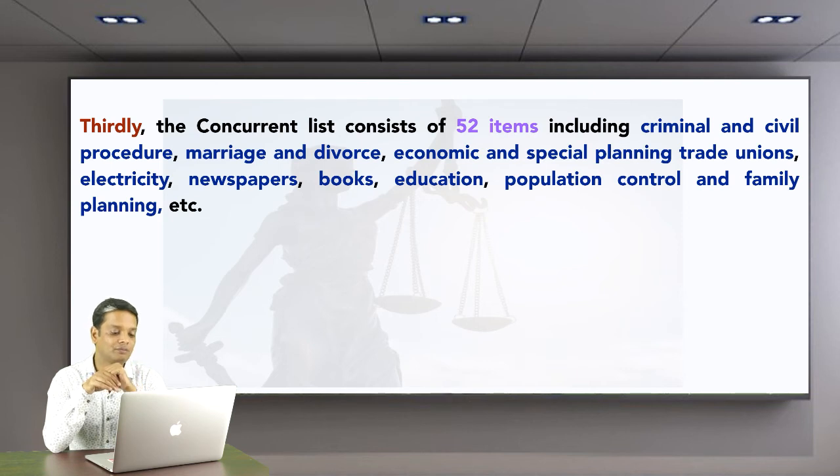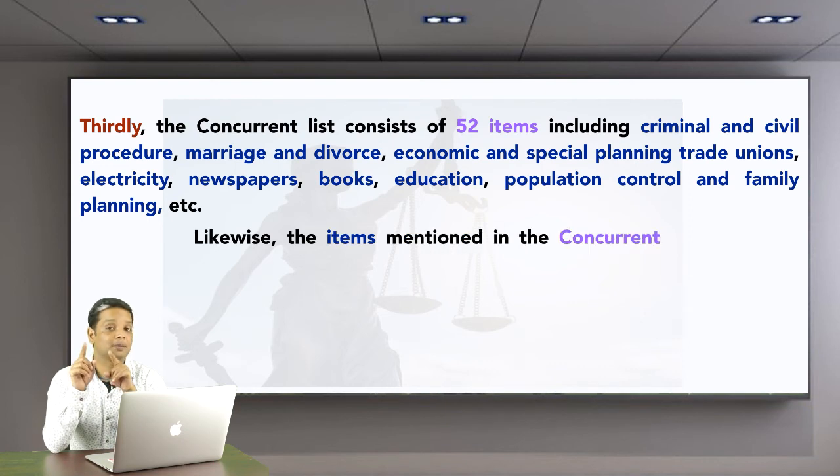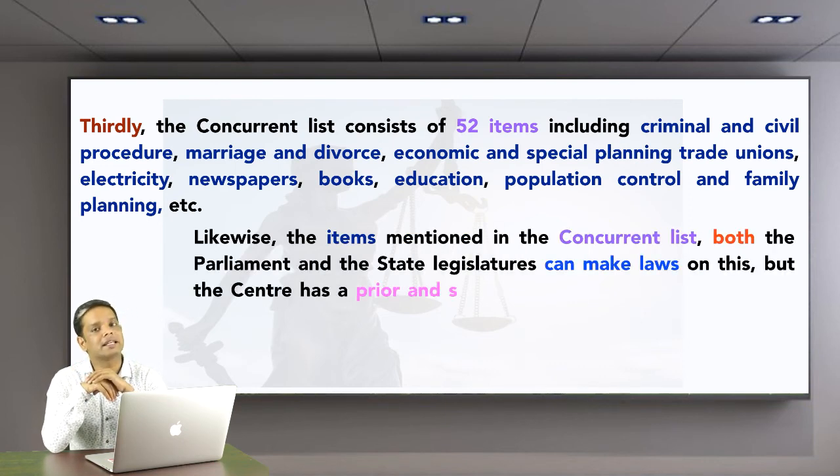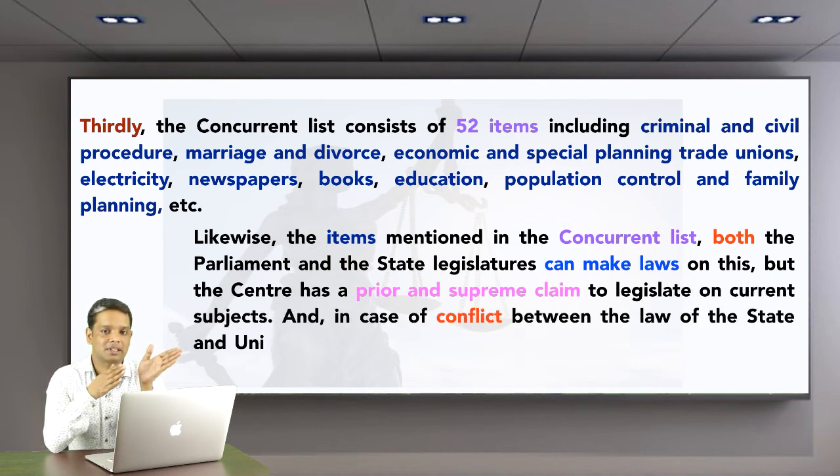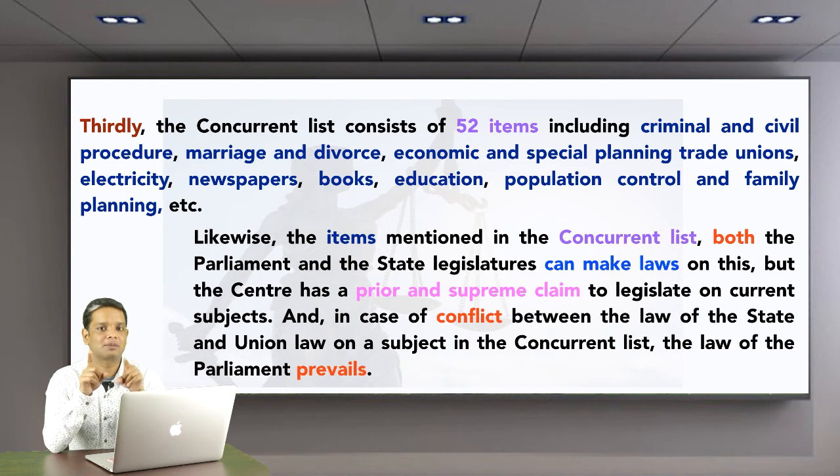But in case of conflict between the law of the state and the Union on a subject in the concurrent list, the law of the Parliament prevails. So what it's saying is that even though the state government has the power to make laws on the subjects mentioned in the concurrent list, if on the same matter Parliament has made a law, whether prior to the state government or even after it, meaning if a state government has made a law and later Parliament has made a law on that subject, even then it is Parliament that will prevail, not the state.